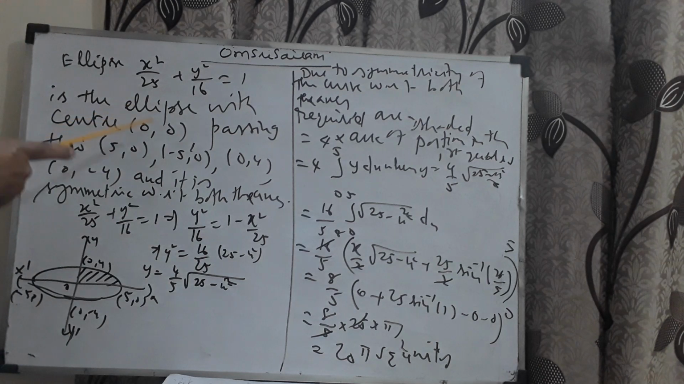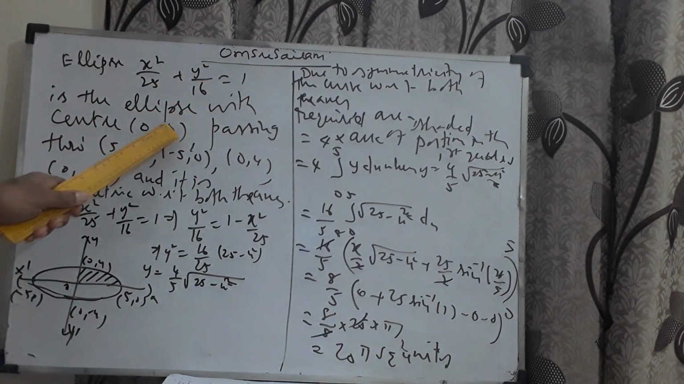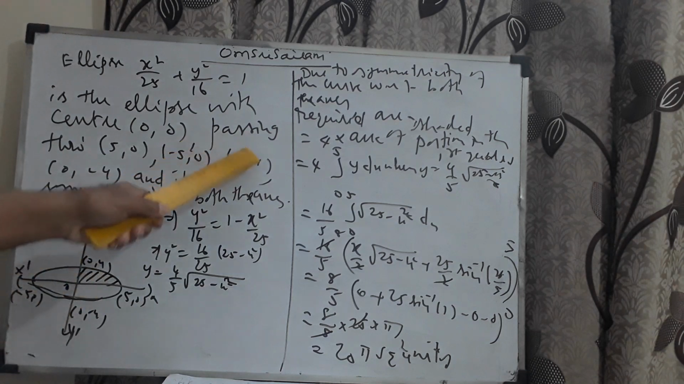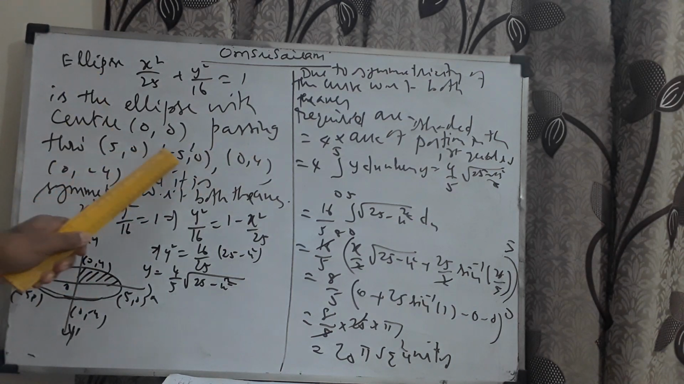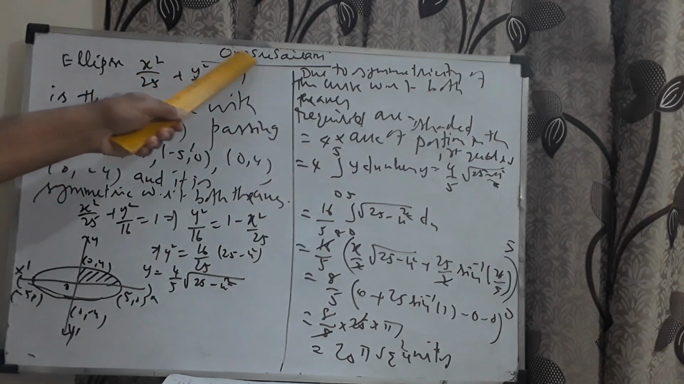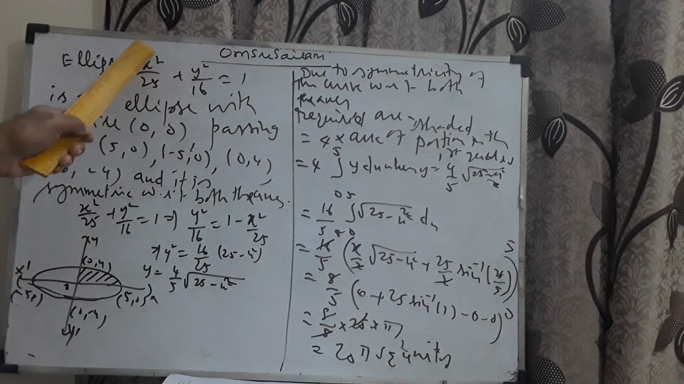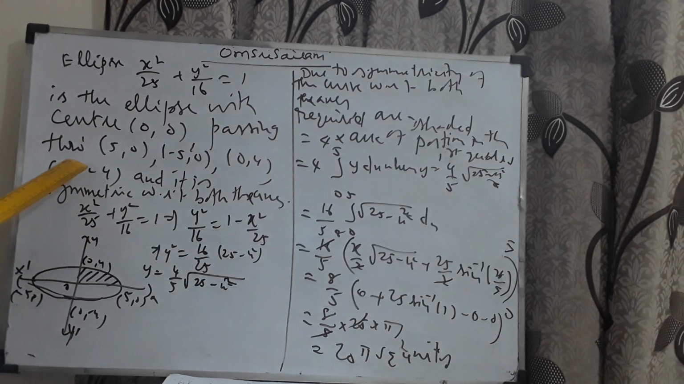The ellipse x square by 25 plus y square by 16 equal to 1 is the ellipse with center 0, 0. This is my center. And passing through 5, 0, minus 5, 0, 0, 4, 0, minus 4. When y is 0, x is plus or minus 5. When x is 0, y is plus or minus 4. Therefore, I get these points. Okay. Then it is symmetric with respect to both the axes.